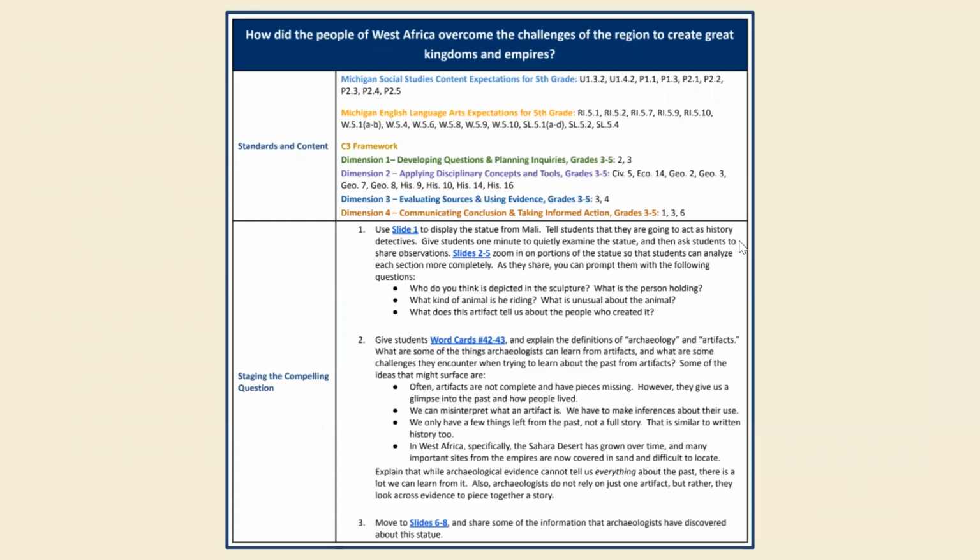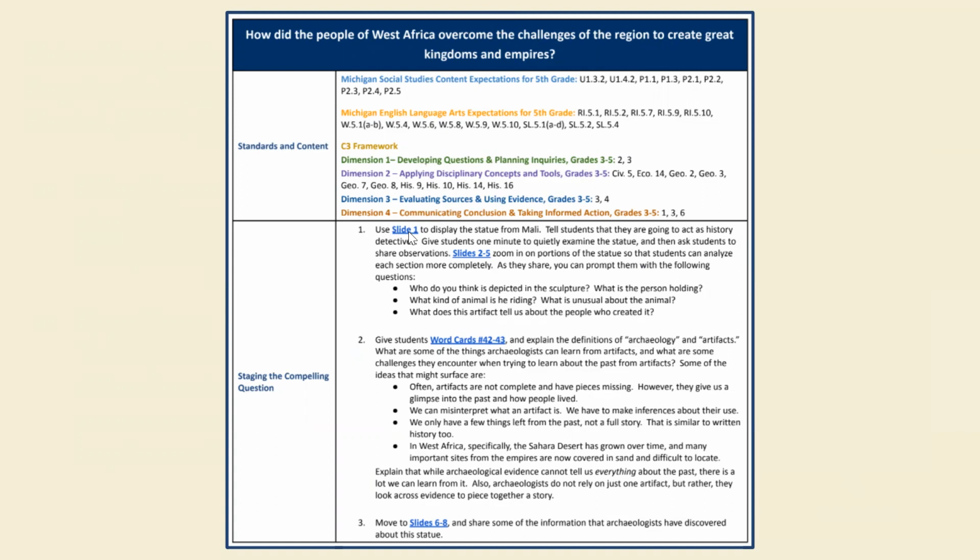This is the blueprint you'll see in lesson 7. So when you get to lesson 7 and you open it, you'll notice that in this one, we have the compelling question at the top, which students are investigating over the course of a number of days. So this is a multi-day inquiry for students. It does have the standards at the top that it's aligned to.